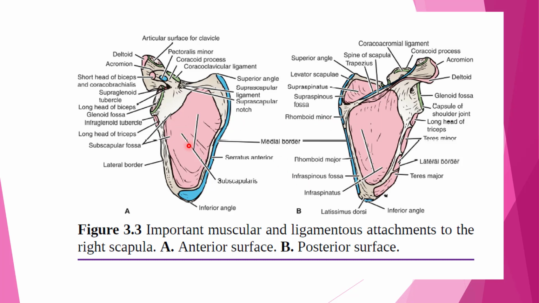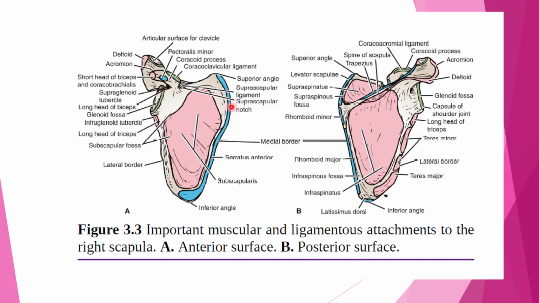I will repeat again. This is subscapularis attached on the ventral surface, subscapular fossa. Then we have supraspinatus and infraspinatus on the posterior surface of the scapula. Then we have deltoid and trapezius on the spine of the scapula and the acromion process. Then we have learnt the long head of the biceps on the supraglenoid tubercle, long head of the triceps on the infraglenoid tubercle, and short head of the biceps and the coracobrachialis on the tip of the coracoid process, and the pectoralis minor on the somewhat lateral part of the coracoid process.